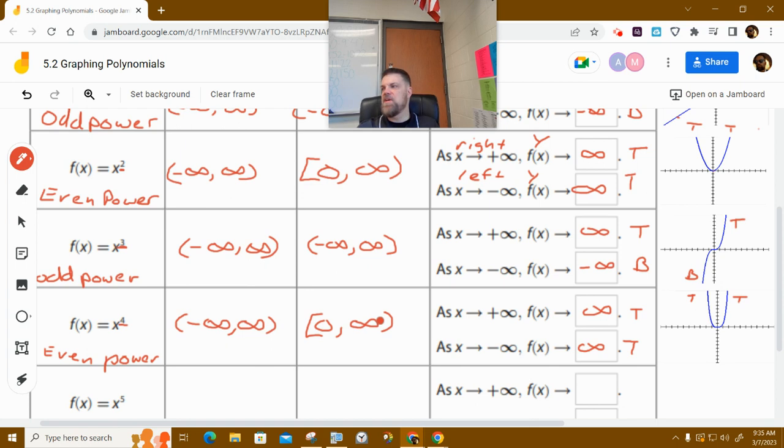Our next thing that we have to graph is x to the 5th power. How do you think that graph will look? I don't know. Let's see.